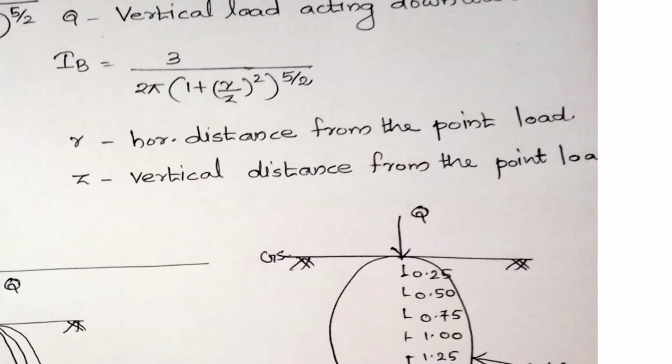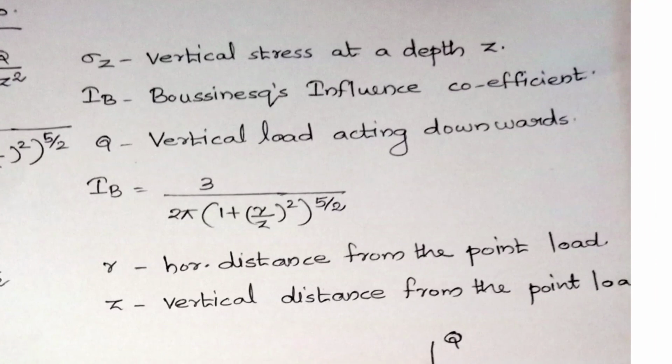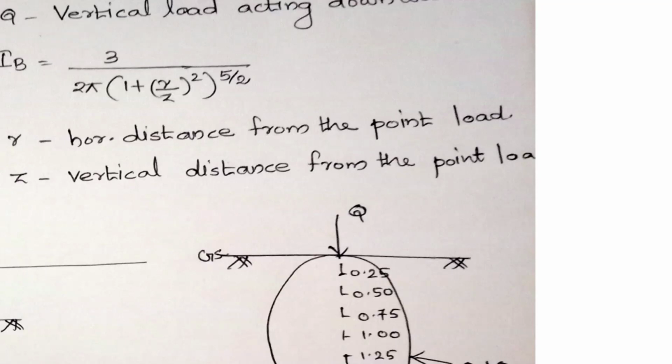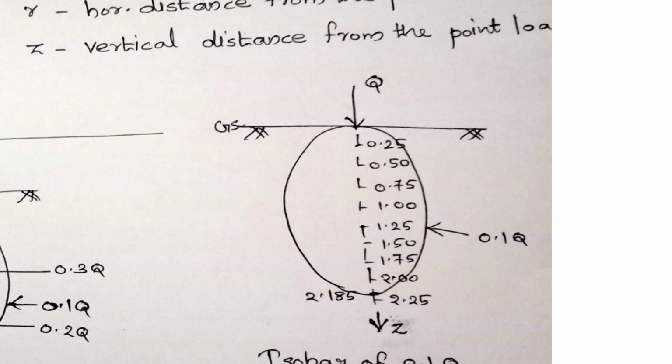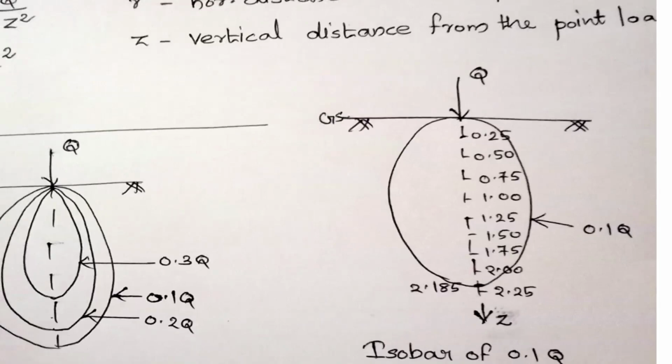This is the vertical load which is acting in the downward direction. And small r is the horizontal distance from the load point. That is, this is the load point. From here, at a particular horizontal distance, what will be the stress that we are going to find out. So r is the horizontal distance from the point load, and z is the vertical distance from the point load. That is, from Q, at what depth, is what the value z indicates.